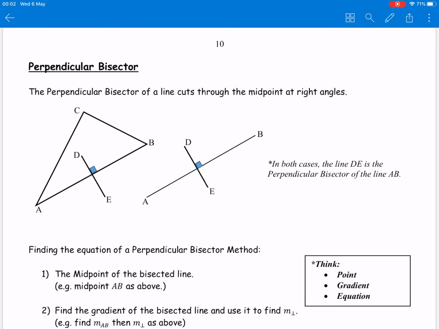Welcome Graph Fire pupils to the next video on the straight line topic, and this time we look at the first of our three special lines. Okay, and this is what we call a perpendicular bisector.